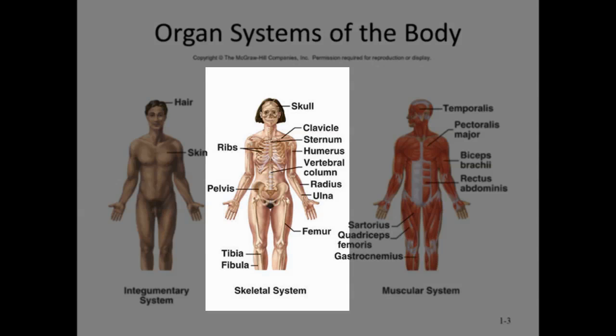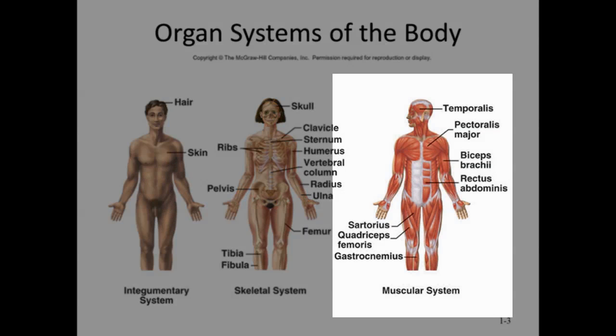Then we have the skeletal system. The skeletal system protects the body. It acts as levers for movement. It also helps to store minerals, such as calcium. And then next we have the muscular system. And the muscular system, of course, is for locomotion, for movement.